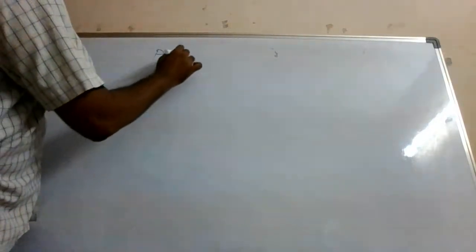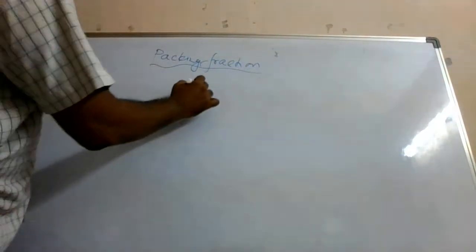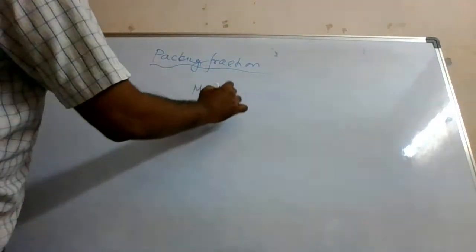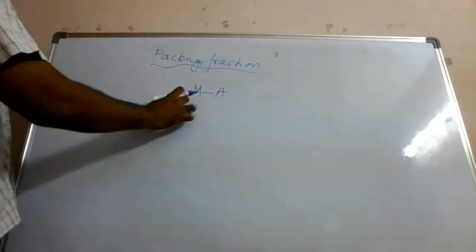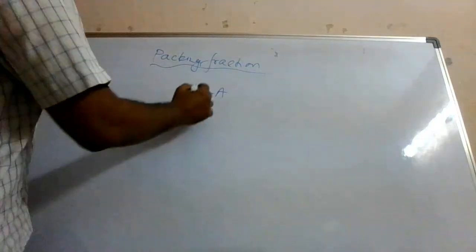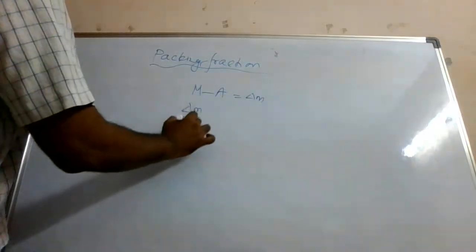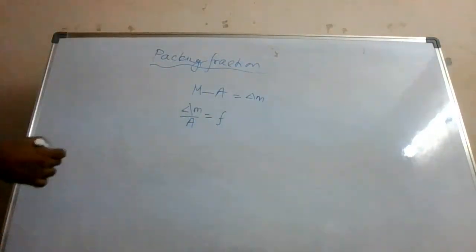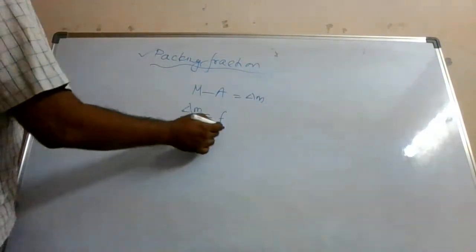Now, we will talk about a concept called packing fraction. What is packing fraction? Let us say the mass of the atom is m and its atomic mass number is A. So what is this m minus A? Which is delta m. This delta m by A is called F, which is the packing fraction. Packing fraction is just a fraction, it's a number.